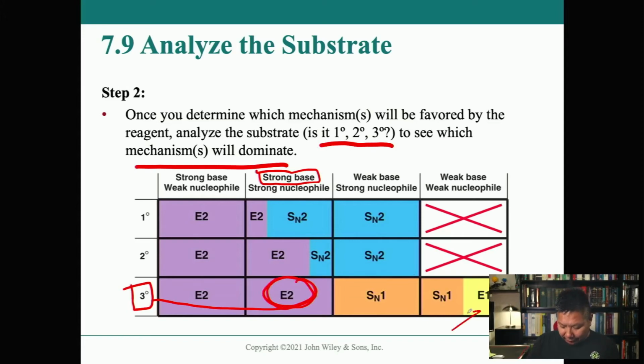Notice E1 is over here all the way, because the only time you can have an E1 reaction is if you have a weak base, weak nucleophile, with a tertiary alkyl halide. So both of these charts, the chart that I showed you before with the different nucleophiles and bases and their strengths in the previous slide, and then this slide, are in your book, so they're very helpful.